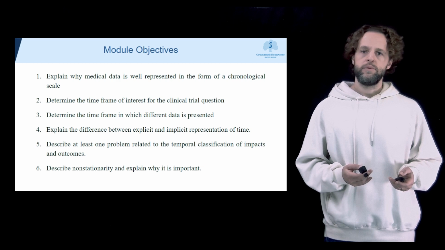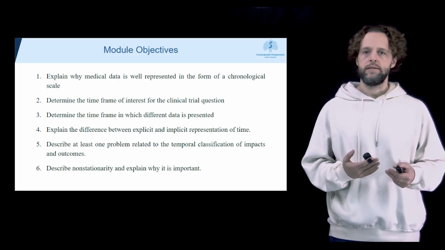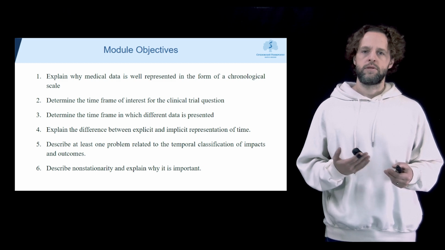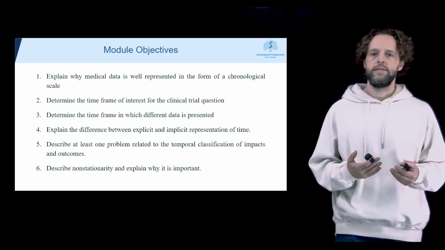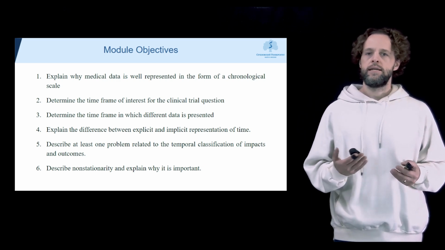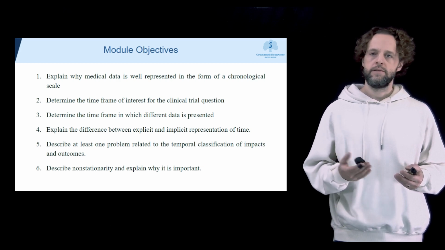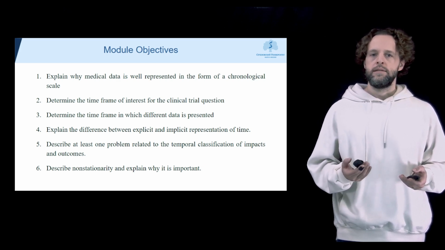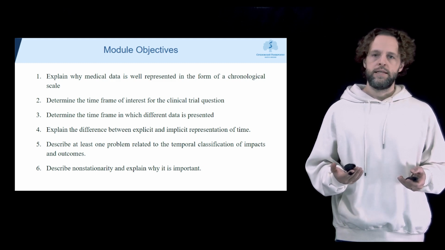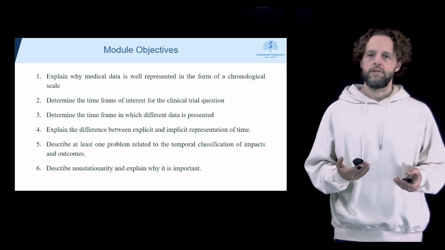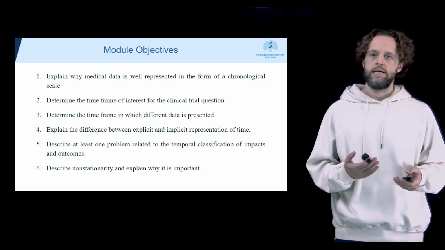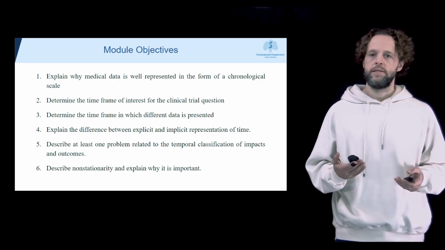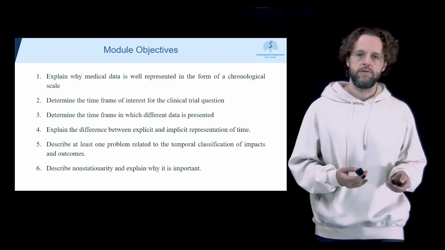And today we'll try to explain why medical data is well represented in the form of chronological scales and determine the time frame of interest for clinical trial questions and determine the time frame in which different data is presented. And we will explain the difference between explicit and implicit representation of time, describe at least one problem related to the temporal classification of impacts and outcomes, and we will describe non-stationarity and explain why it's important that our medical services are non-stationary.